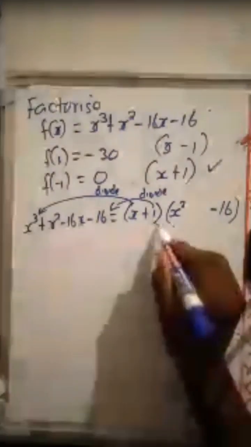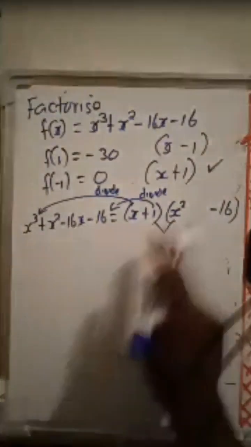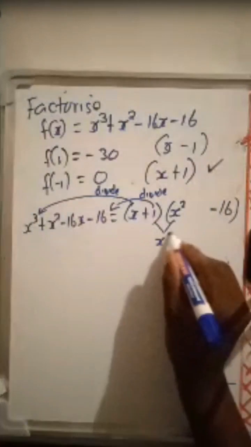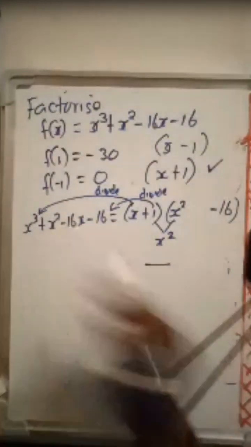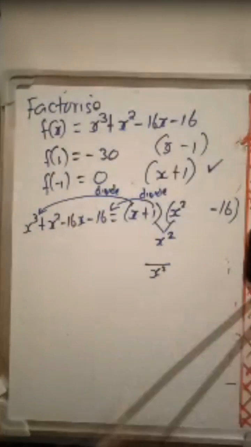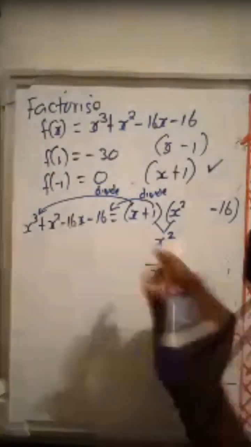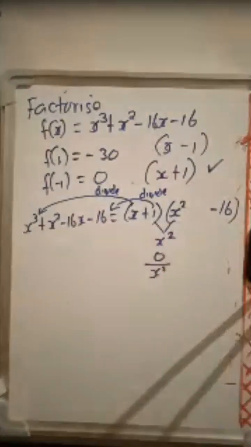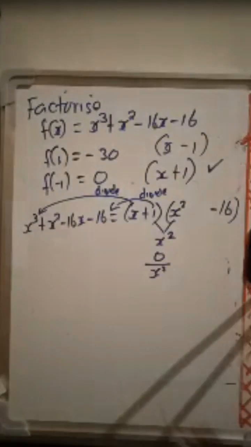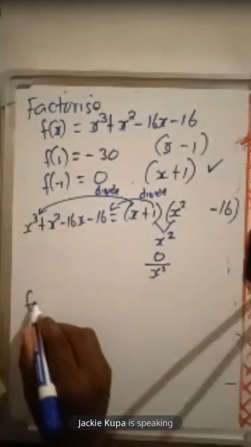Then from there, you multiply the two. 1 times x squared, x squared. Then leave a space and take this one. What we have here is x squared. X squared minus x squared, we have what here? 0. So it means in between there, we have 0.